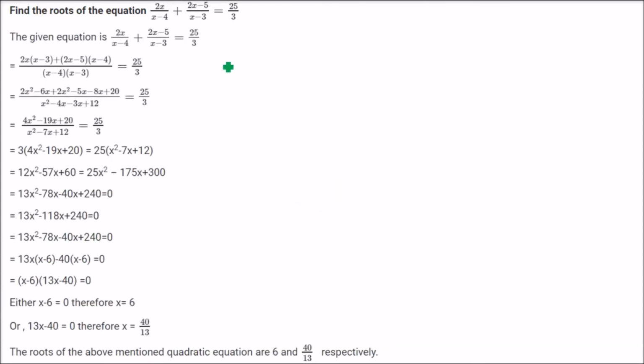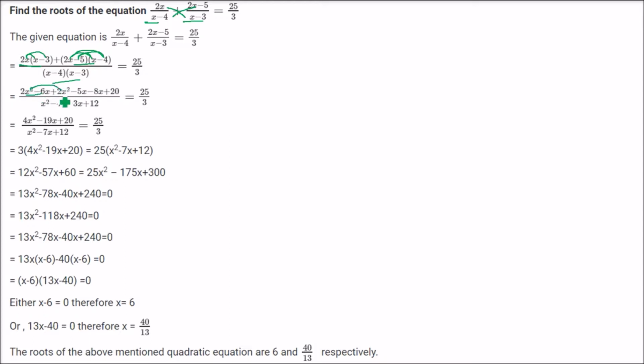That is, first what we are going to do, we are going to make this a quadratic equation. Multiply 2x with x minus 3 like this. Multiply 2x minus 5 with x minus 4 like this. And the denominator x minus 4 and x minus 3 will be there, multiplication. So this will give you 2x square minus 6x like this. 2x square minus 4 into 8x minus 5x and plus 20.